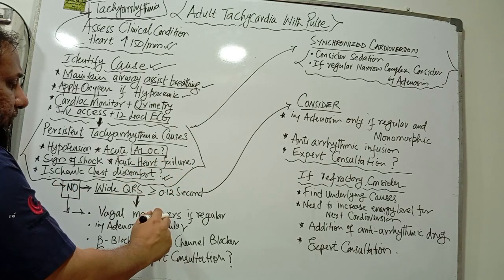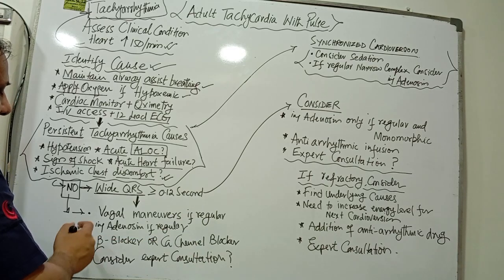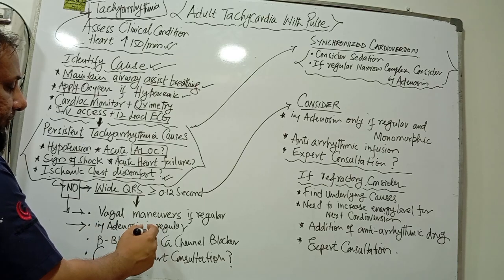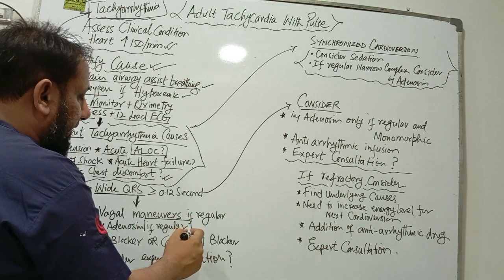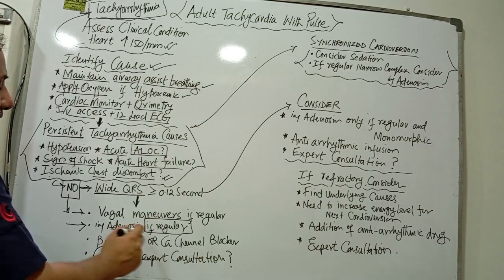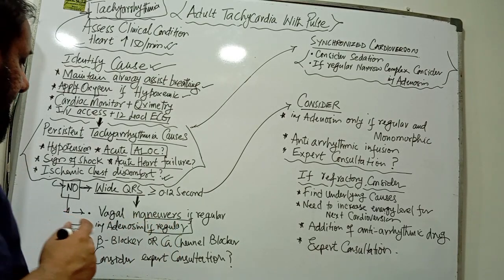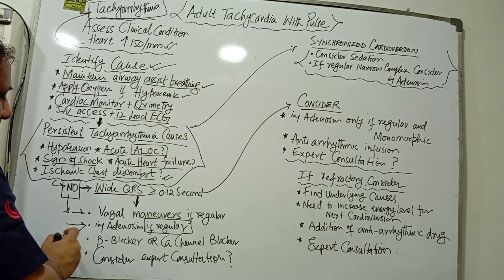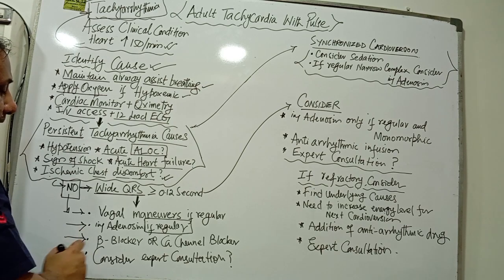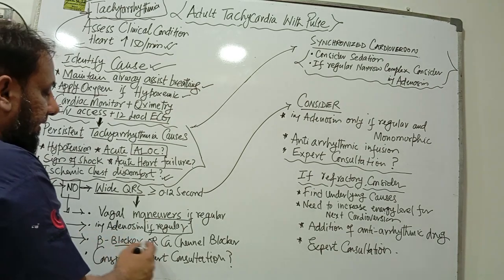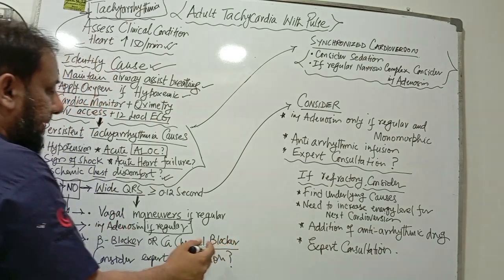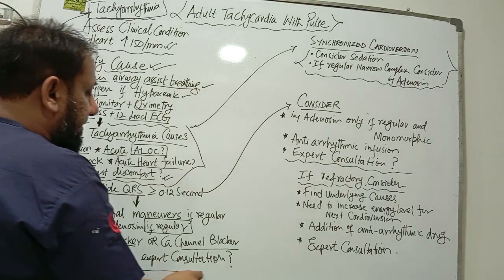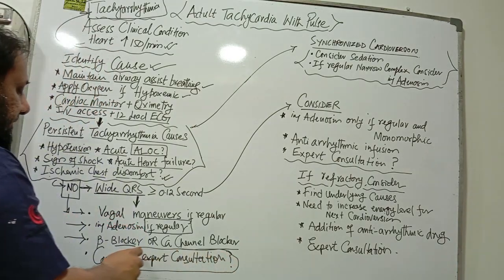You will start the vagal maneuver. If regular, then you administer the injection adenosine. Always keep in mind, if your heart rate is regular, secondly, you will go to injection adenosine. After that, you can choose, according to doctor's advice, the beta blocker and the calcium channel blocker. You will administer it, and then consider the expert consultation of cardiology.